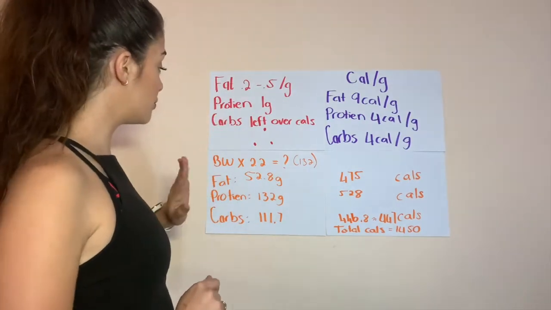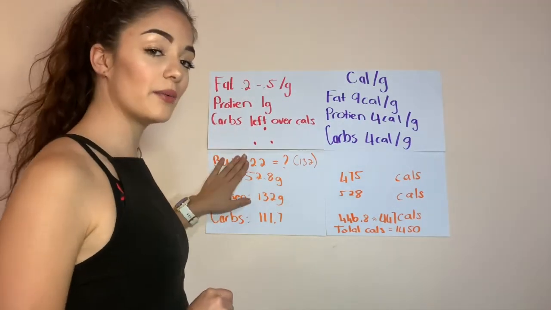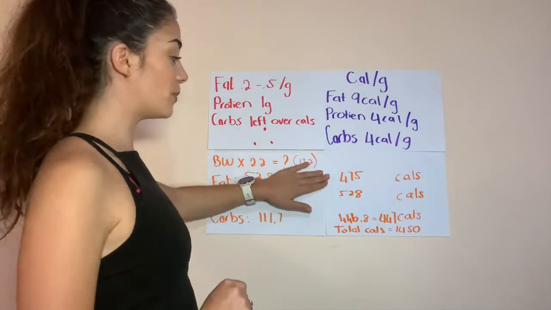So the first thing I want you to do, if you don't have it yet, is take your body weight and multiply it by 2.2. Then you're going to get your weight in pounds.